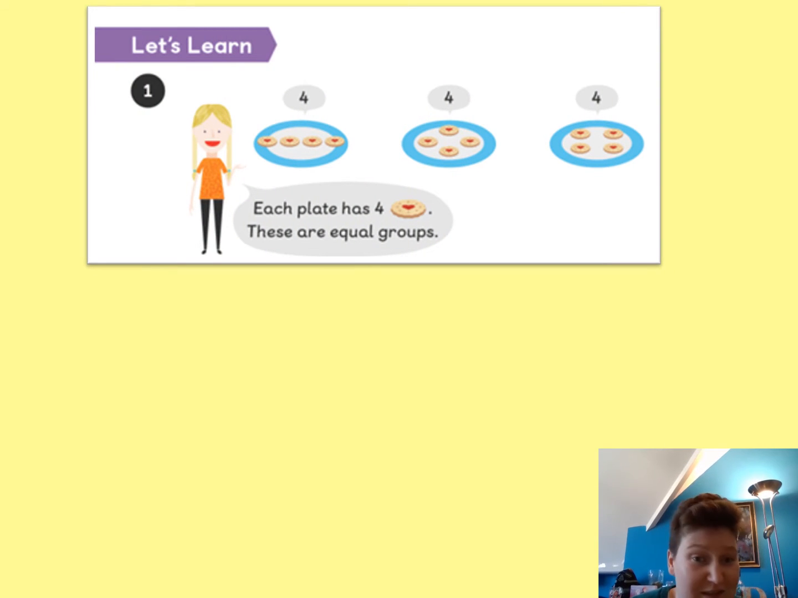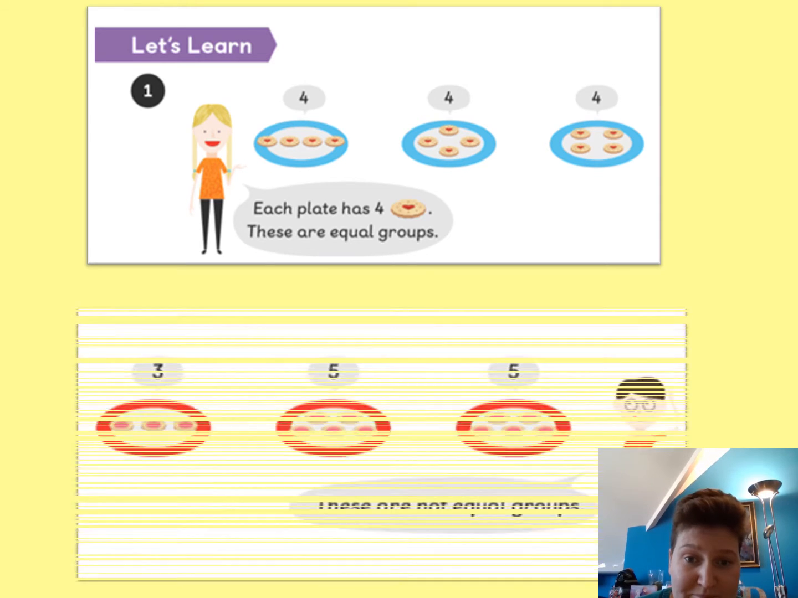Now, the young lady, she did make equal groups. How do we know that she made equal groups? Well, each plate has 4. Although they're not laid out the same, each plate does have 4, so these are equal groups. There are 3 groups of 4 cookies.